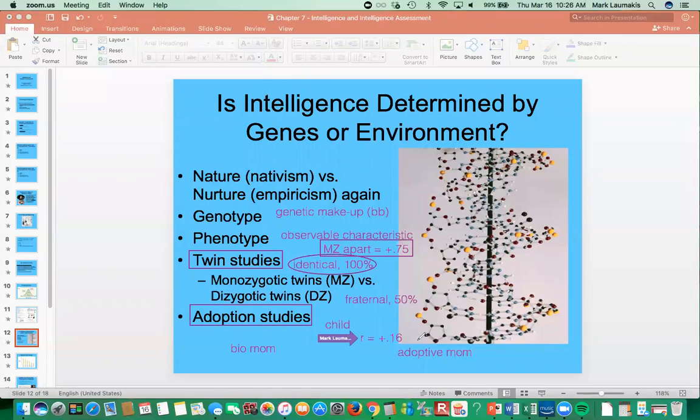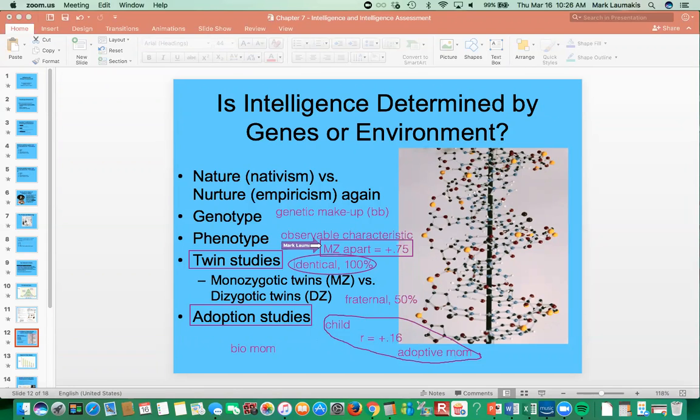Let me just circle what I'm trying to do here, right? This connection here has got to be something about environment or nurture, right? Because this adoptive mom has no biological connection. Any connection between them in terms of IQ scores has got to be attributable to environmental factors because they don't share anything genetically. Okay, more on that in a bit. So that's the environmental piece. This MZ apart number, positive 0.75, is a genetic piece.